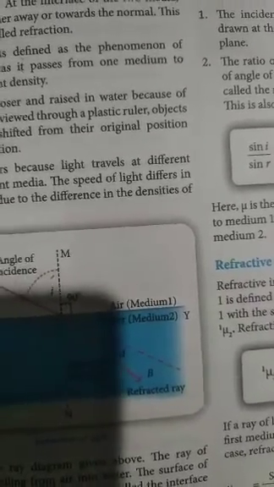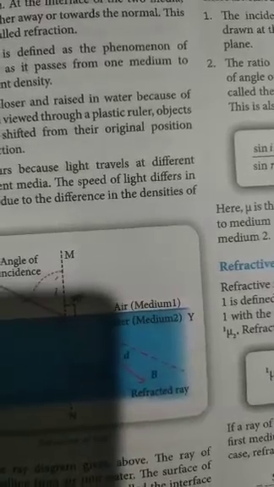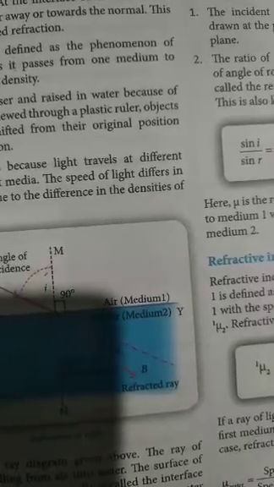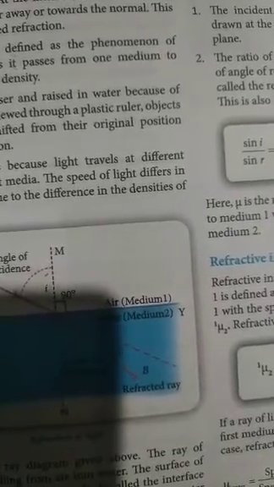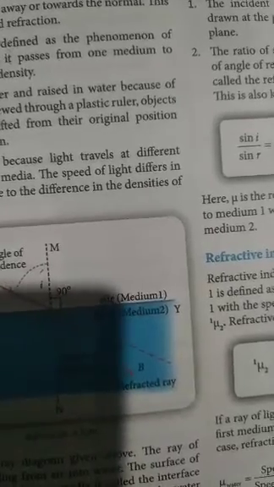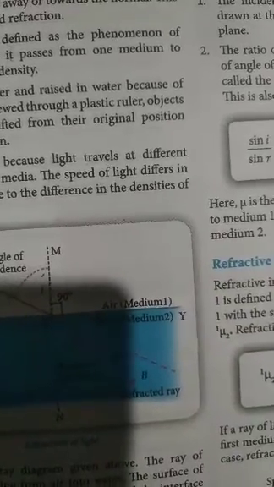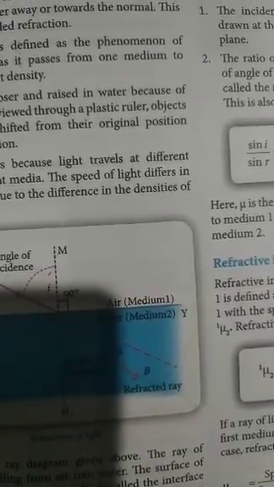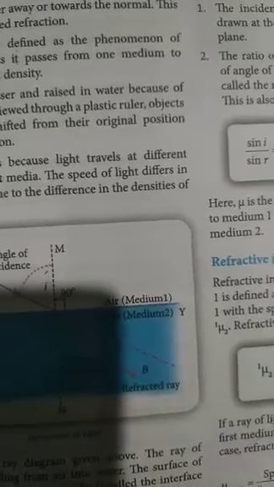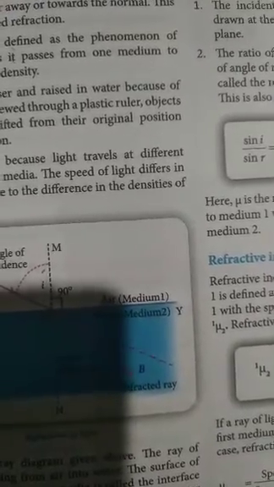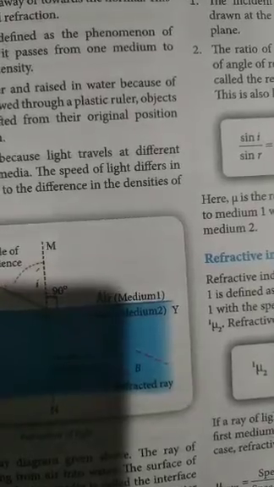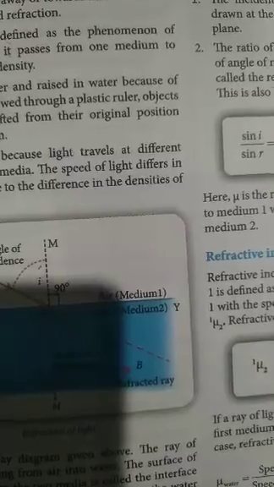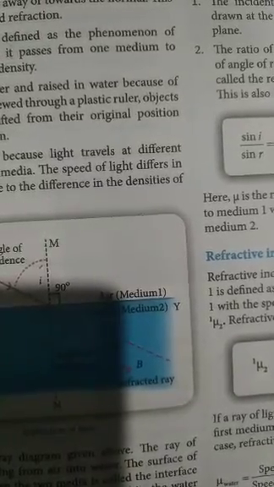So now let us define refraction. Refraction is defined as the phenomenon of bending of light when it passes from one medium to another medium of different density. Light travels at different speed in different media. In different medium, the speed of light is different, and this is why refraction occurs. The speed of light differs in different media due to the difference in the densities of the media.